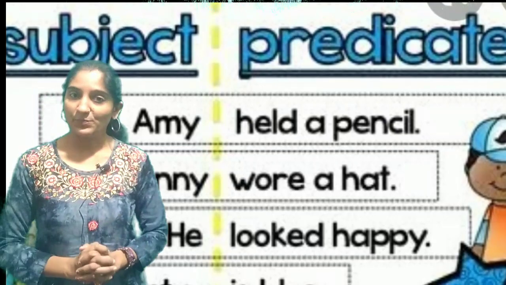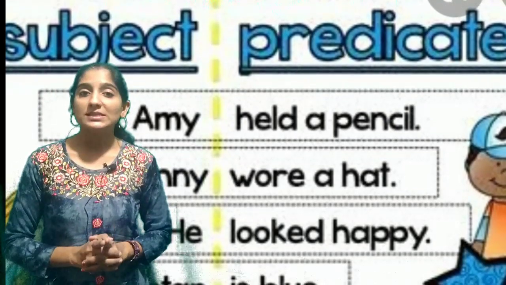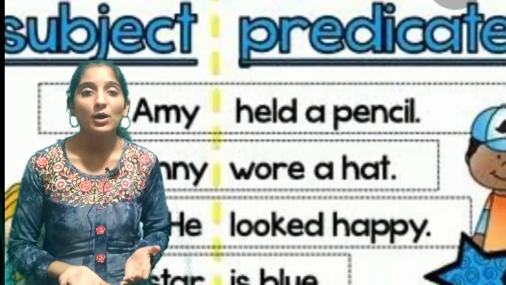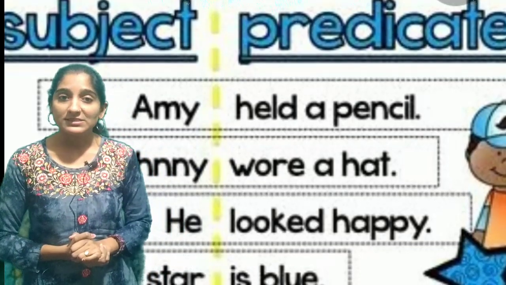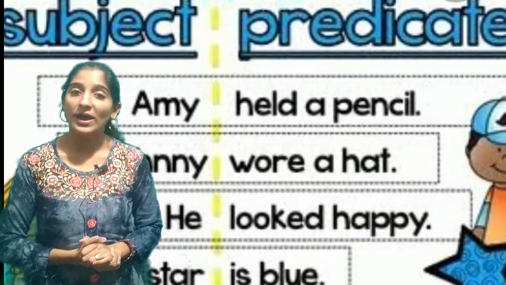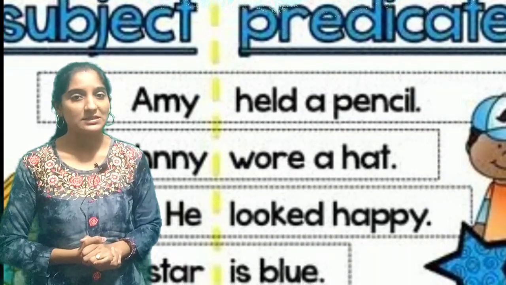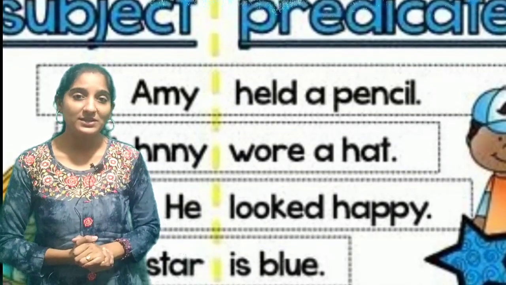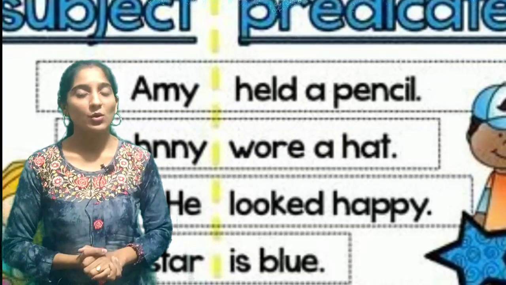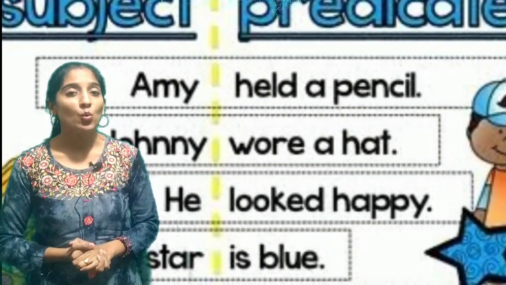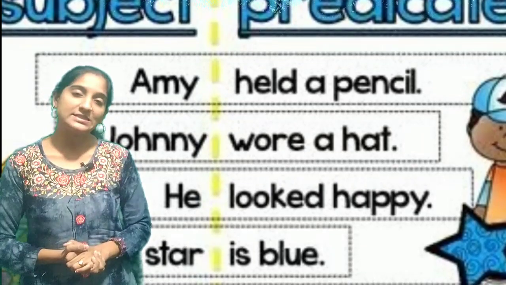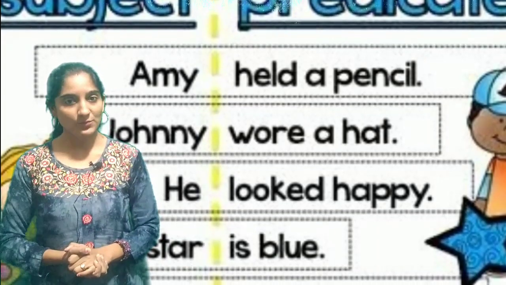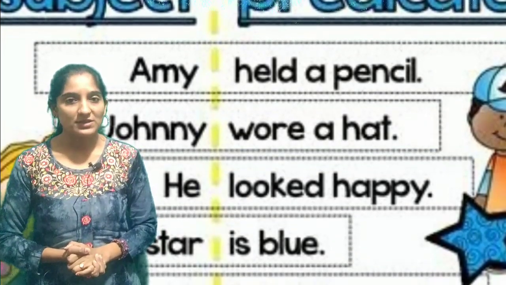Amy held a pencil. In this case, Amy is the subject because in this sentence we are talking about Amy. If I say, who held a pencil? Amy held a pencil. So the question is who? As I told you earlier, the subject answers the question who, what, whom, like that. So Amy is the subject and the other part, held a pencil, is the predicate. Let us see one more example.